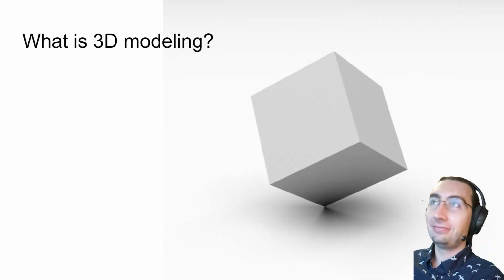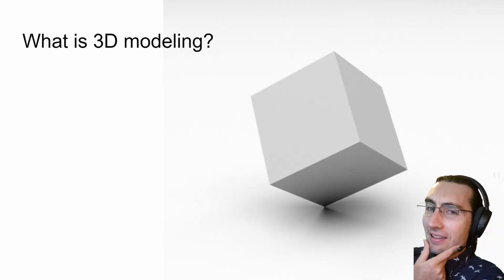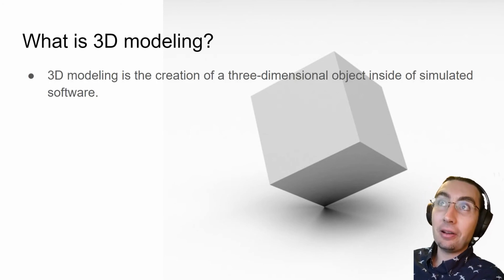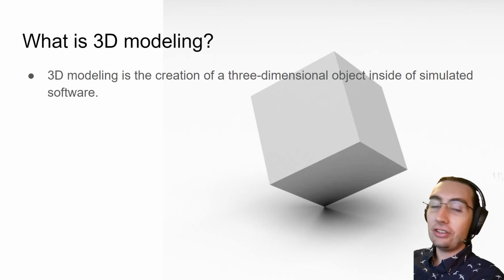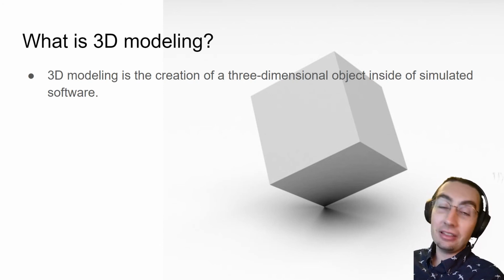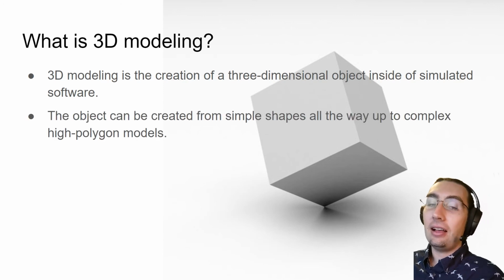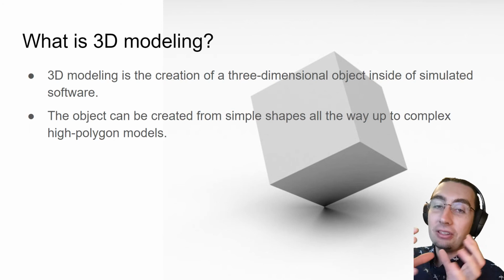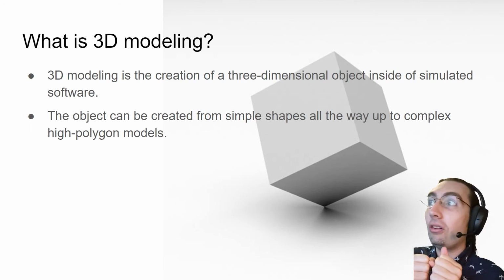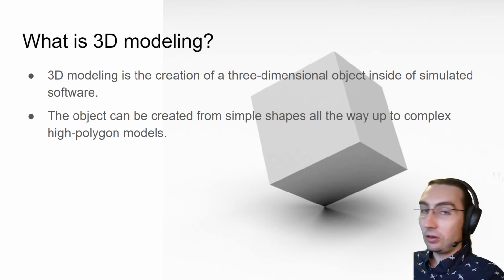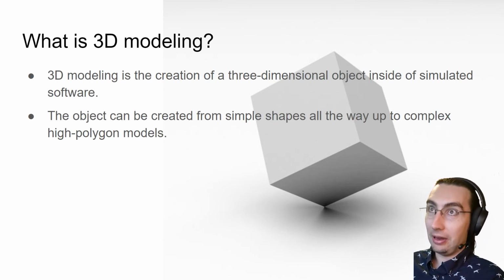SculptGL. What is 3D modeling? What do you think? Have you heard of that before? Well, 3D modeling is the creation of a three-dimensional object inside of simulated software. This object, whatever it is, can be created from just simple shapes or all the way up to complex high polygon models. We'll talk about what a polygon is in a minute.